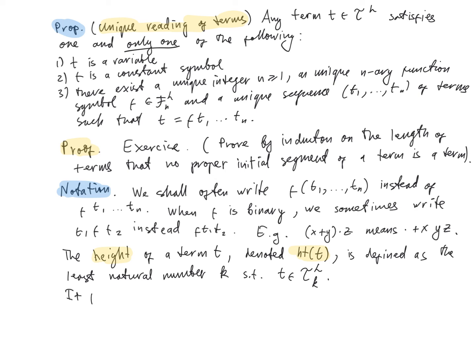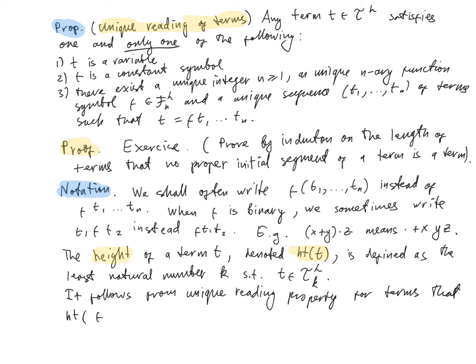It then follows from the unique reading property for terms, the proposition above, that the height of the term f of t1 etc. tn is just 1 plus the maximum height of the terms ti that appear in it. This simple observation will allow us to give definitions by induction on the height of terms in the future.